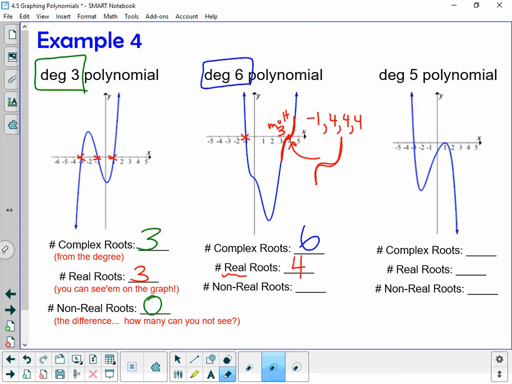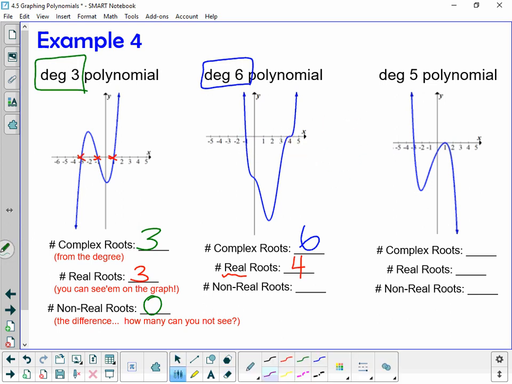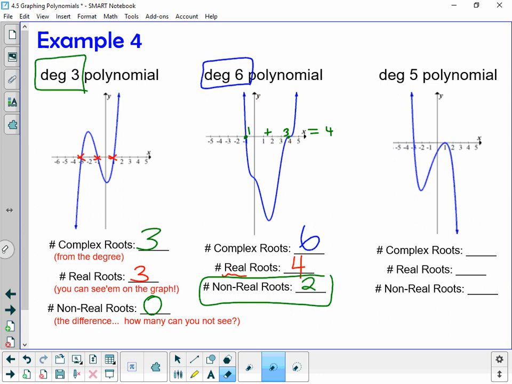Again, I know that because of the behavior right here. So if I'm counting up multiplicities, or if I'm counting up real roots, I would say that that represents 1 real root, and that represents 3 for a total of 4 real roots. Well, because I know it has 6 complex roots and I can only see 4 of them on the graph, I know it must have 2 non-real roots. The non-real roots don't show up as x-intercepts, but they definitely affect the behavior of the graph. They're an important part of the graph. In some ways, they're what's giving it this shape here, but they affect the shape of the graph for sure.